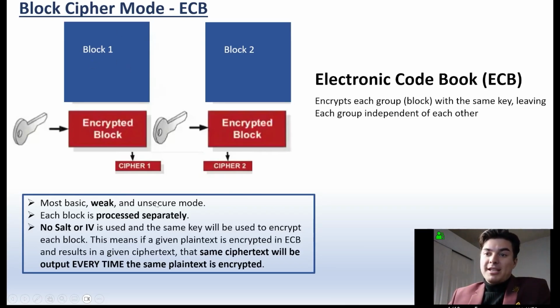Each block is processed separately. So if you had the same verbiage in block 1, like "the house is green," and "the house is green" in block 2, this ciphertext is going to be exactly the same, which creates a weakness in the encryption and the cipher.